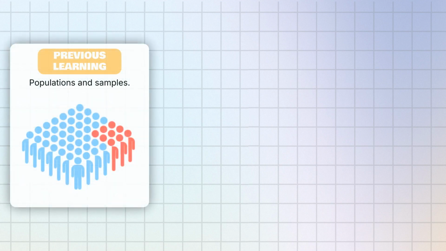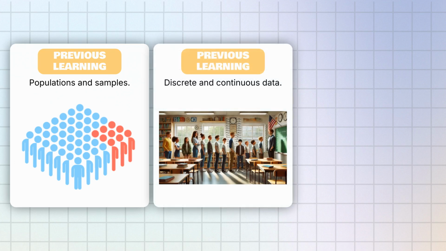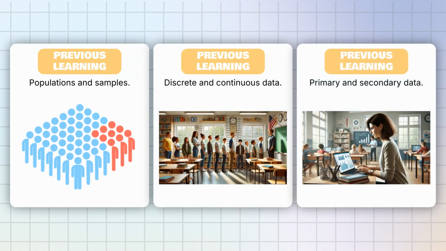So far in our statistics module, we've covered several fundamental concepts such as populations and samples, discrete and continuous data, and primary and secondary data. With this solid foundation in place, we are now prepared to delve into data manipulation techniques. These techniques are critical for focusing on specific aspects of data, making it easier to interpret. By learning these new methods, you'll be able to communicate your data more clearly and make more informed decisions based on the insights you extract.